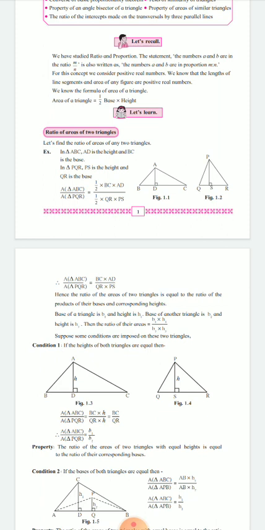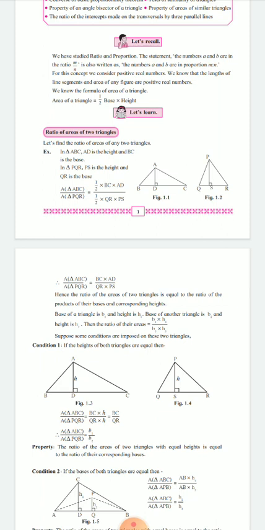Based on this condition, we can say that the ratio of areas of two triangles with equal heights is equal to the ratio of their corresponding bases. This is one of the important properties. So what exactly is the property? Let us say there are two triangles, and I want to find the ratio of the areas of these two triangles. If the heights are the same for both triangles, then what I have to do is consider only their bases. I have to take the ratio of their bases, because the height is the same, so height gets cancelled out. No need to write height there. You can just take the ratio of their bases.